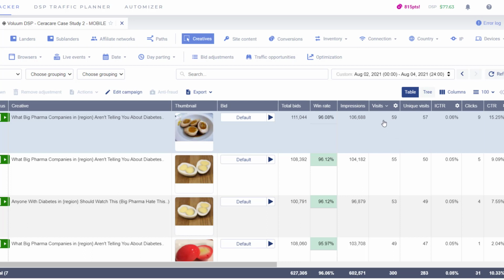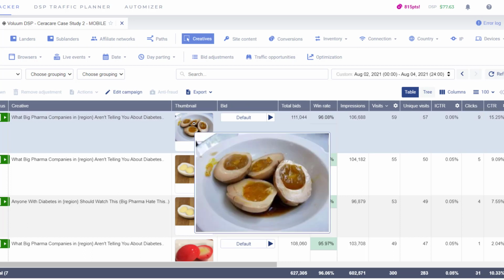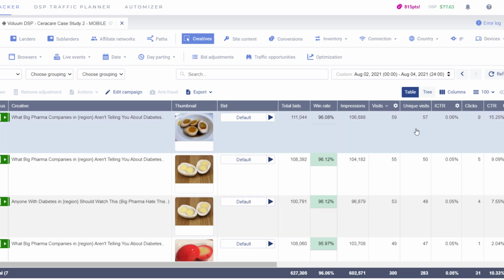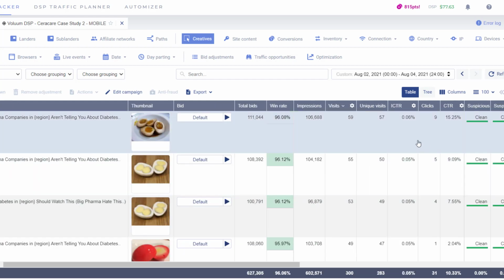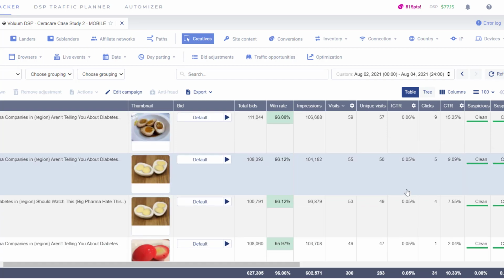Next up is visits. That's how many people click on the ad and go to your landing page. And then this is unique visits. So 57 unique people clicked on this thumbnail and this creative. The ICTR, this is one of the most important metrics, especially once you start getting that initial data. The higher the ICTR, the lower your cost per click. You can see that my ICTR ranges from 0.06% to 0.04%.